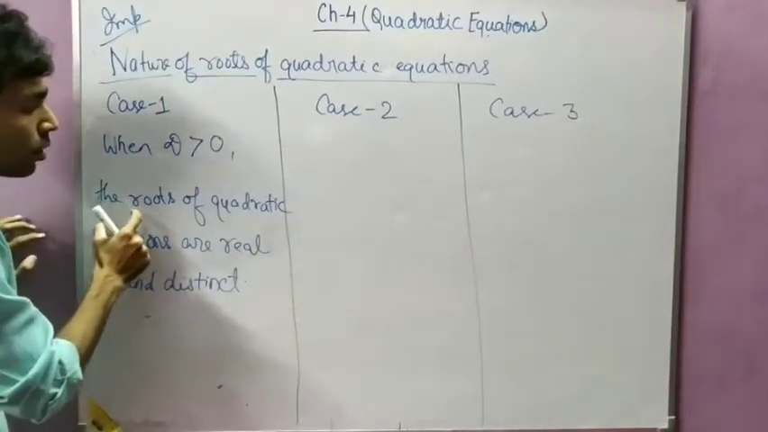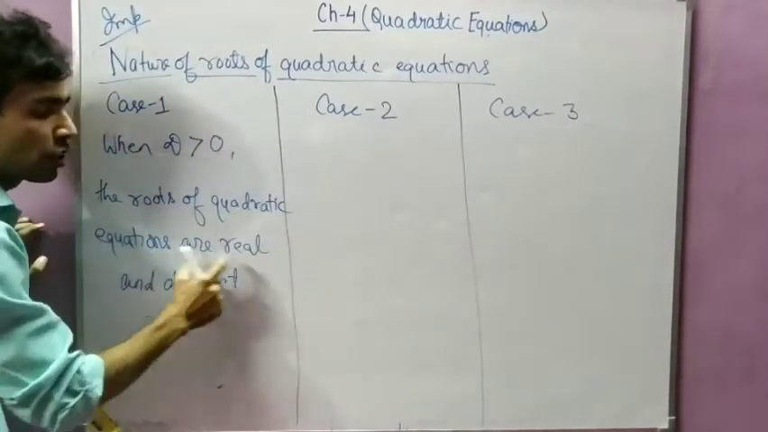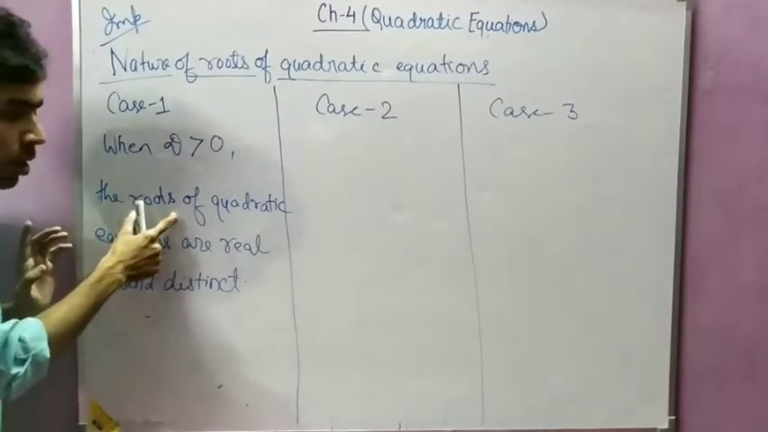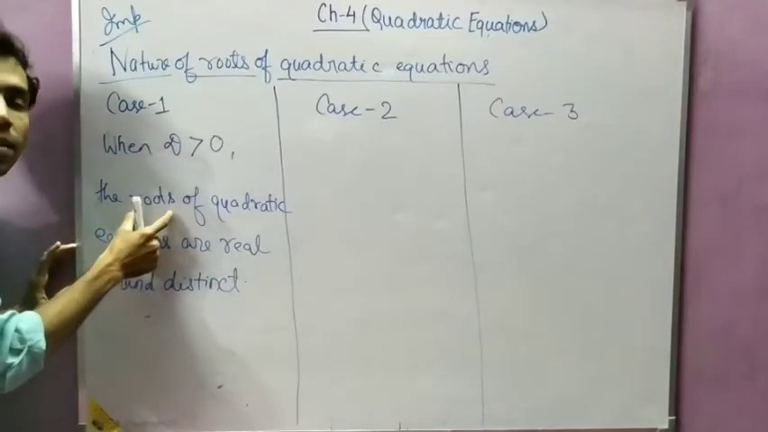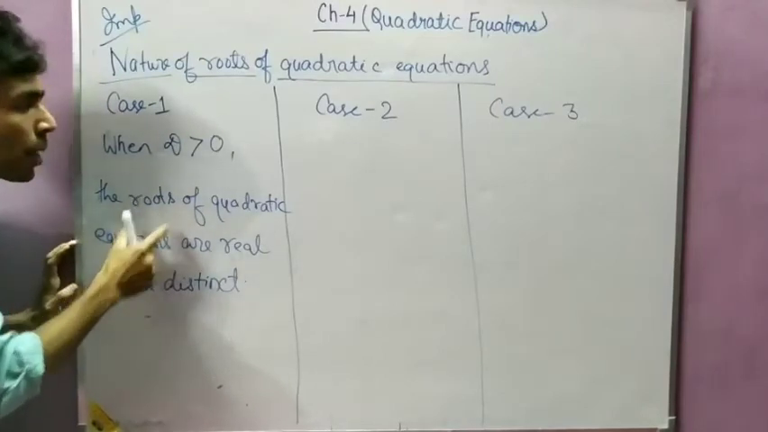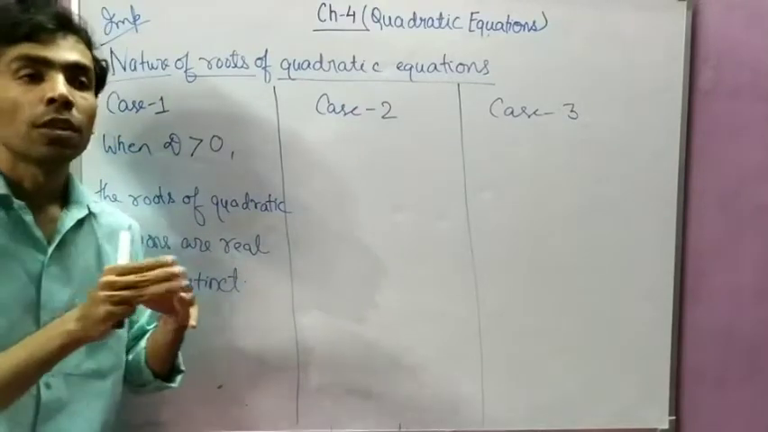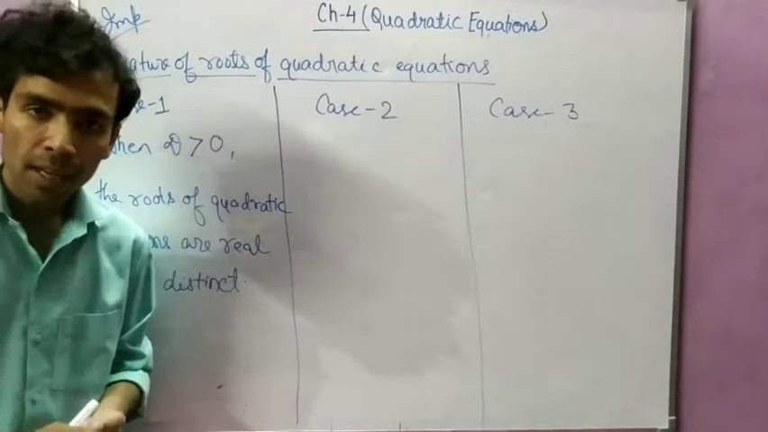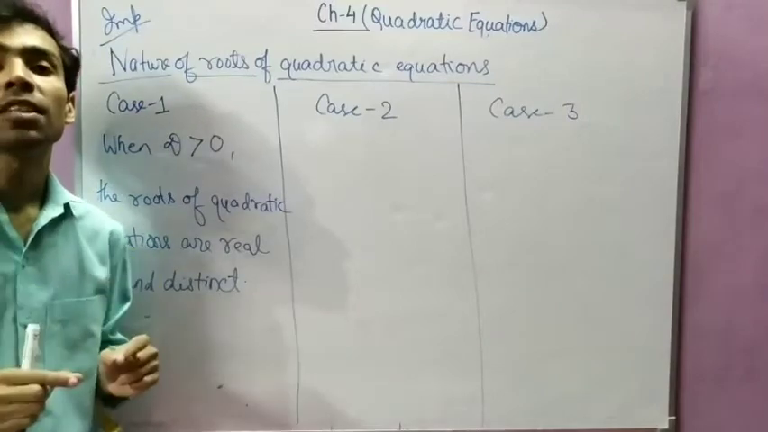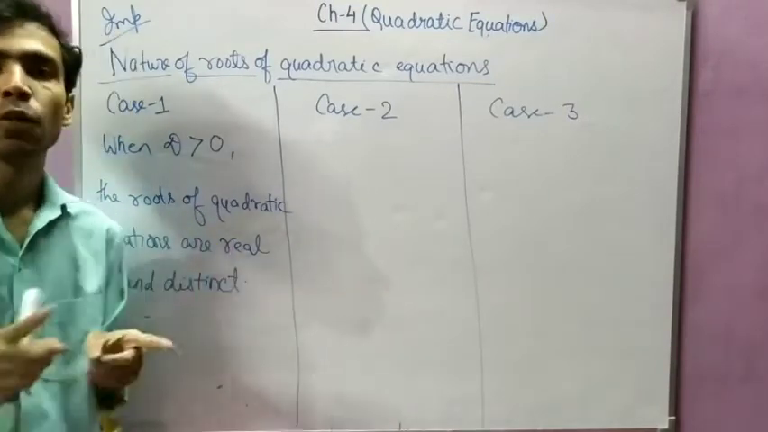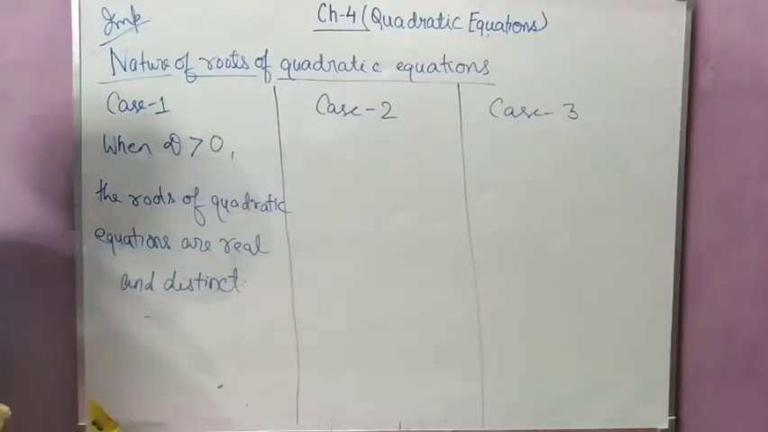Okay, so in this case, roots of quadratic equations are real and distinct. Roots means both roots, because it is plural. So we can say when the value of D is greater than 0, the nature of the roots will be real and distinct. Distinct means different. The value of both the roots will be different to each other and both will be real. So this is our first case.